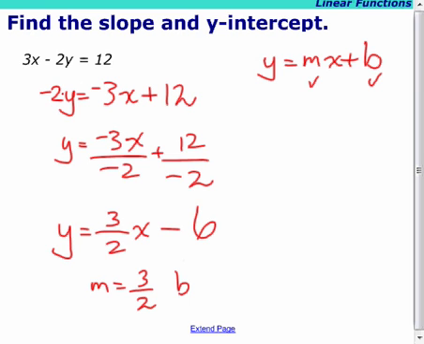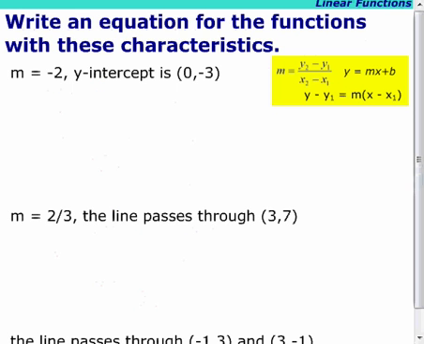So my y-intercept is negative 6. Okay. That's slope and y-intercept. Now, here it's asking me to write an equation for the functions with these characteristics. Okay, they tell me what the slope is, they tell me what the y-intercept is.